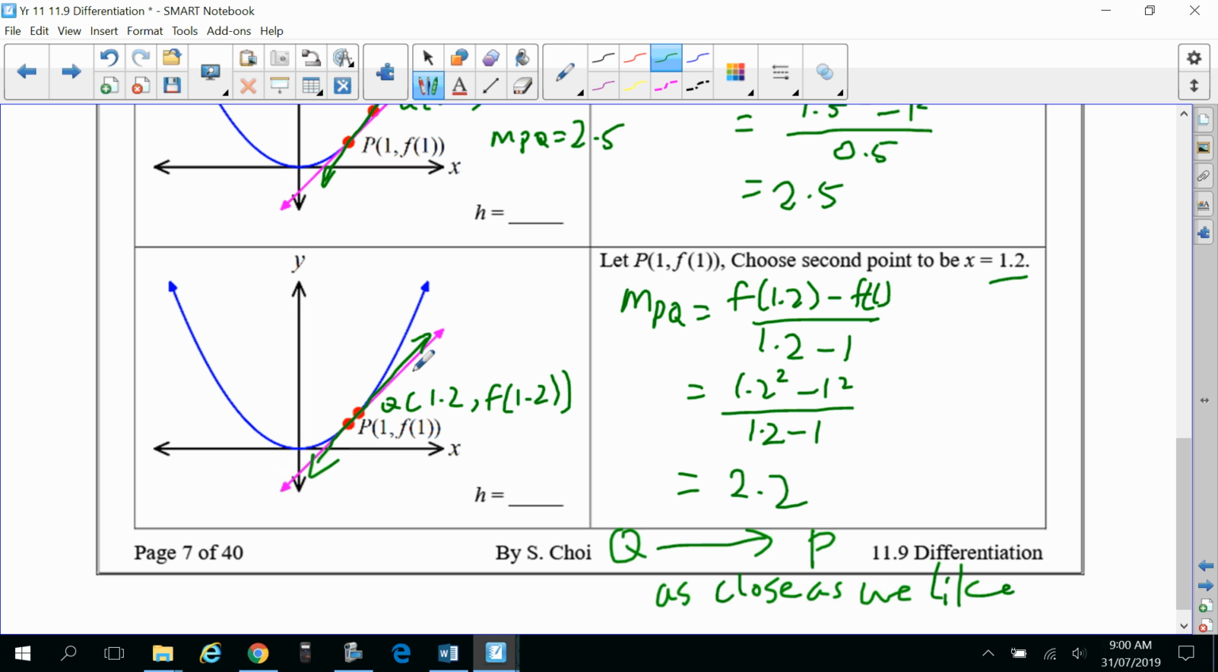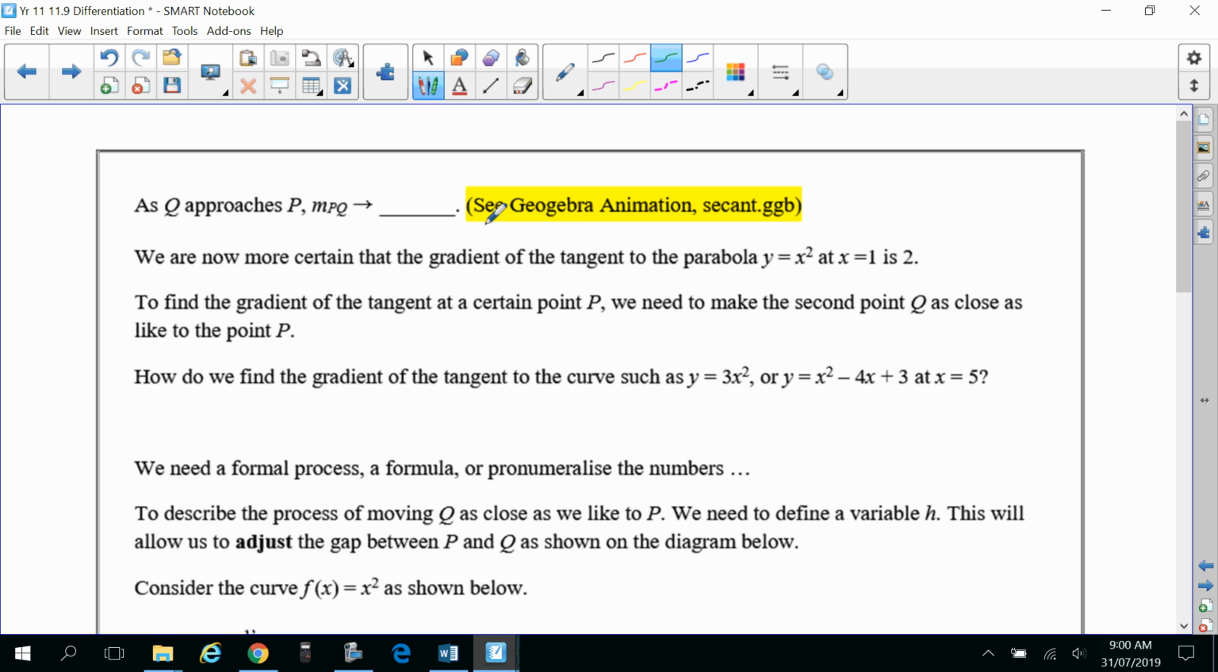It's true. Okay, so if you keep doing that, eventually you get the gradient of the tangent. You will get gradient 2, which is what we expect, isn't it? The gradient of the tangent at x equal to 1 is 2 from yesterday. So the gradient of PQ approaches 2.